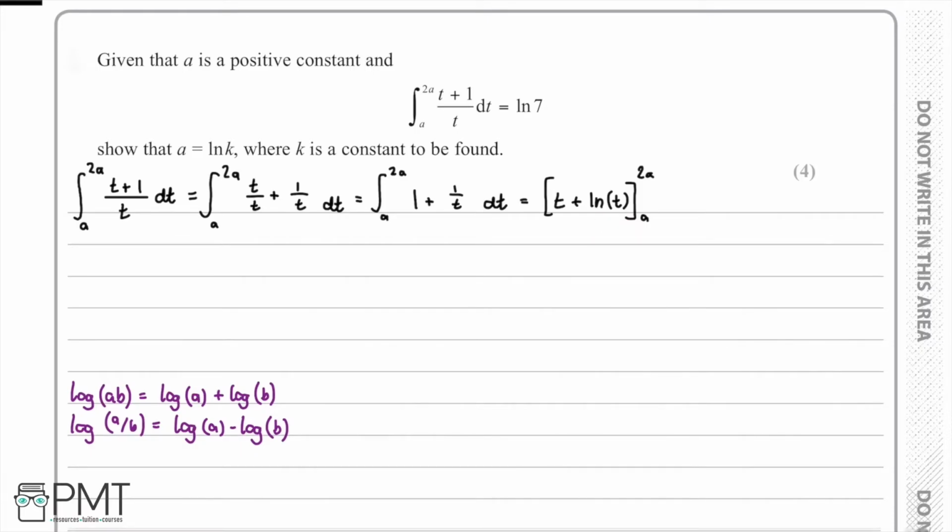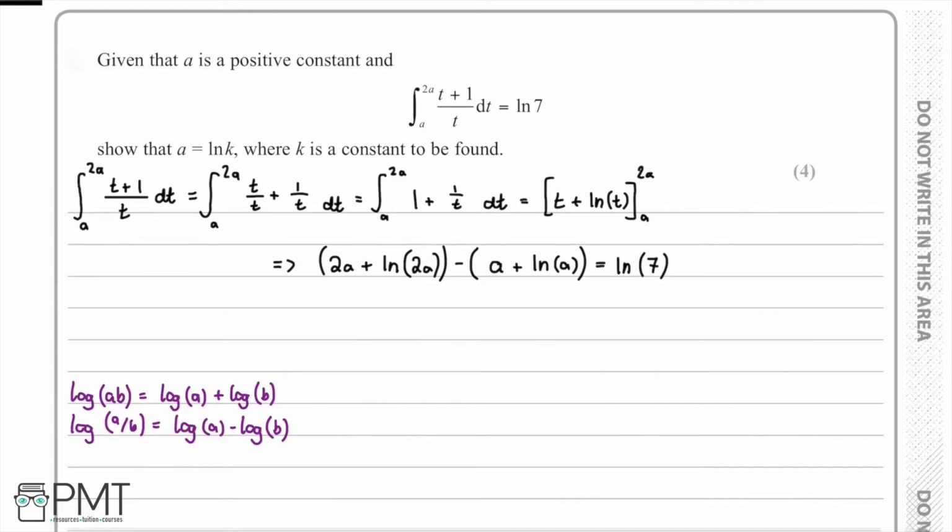substituted in. So we're going to rewrite that as 2a plus ln of 2a, and then we're going to put big brackets around it so we can keep track of our terms. Then we're going to subtract a plus ln of a. So we go back to the question and we remember that this is all equal to ln of 7 because we've done the integration. So we write that in, and then now we have to think, what do we need to do to be able to solve for a? Because that is the aim of the question.